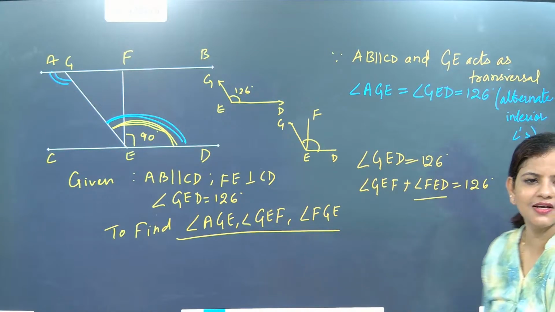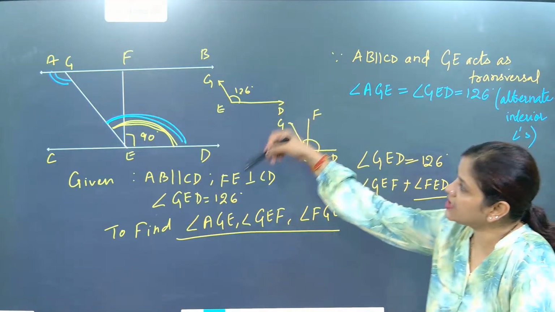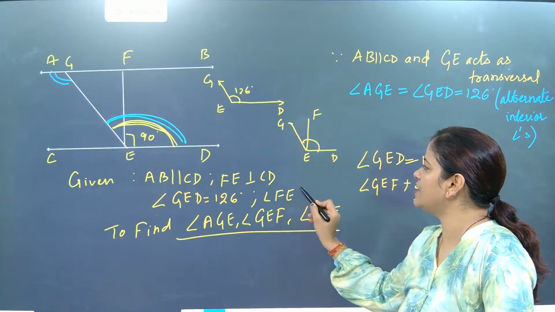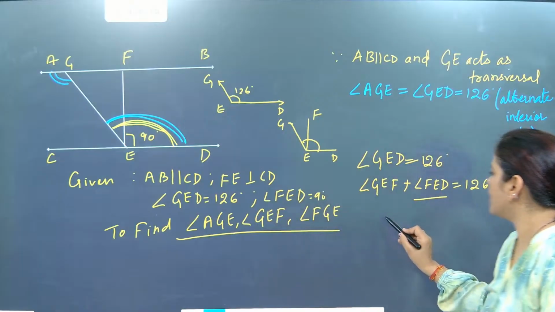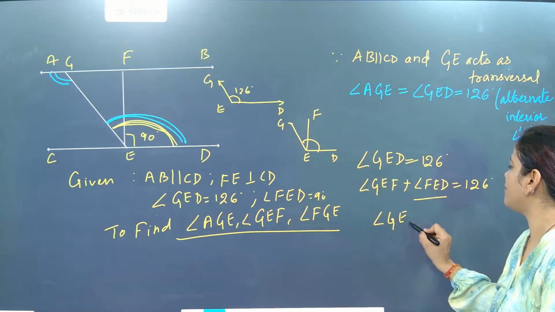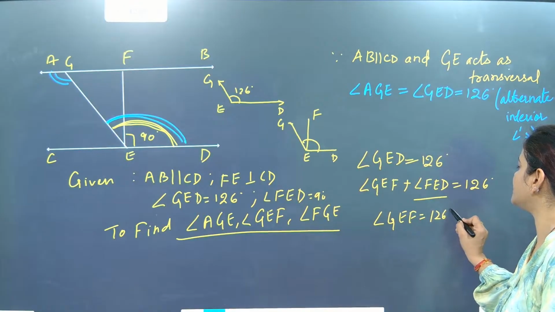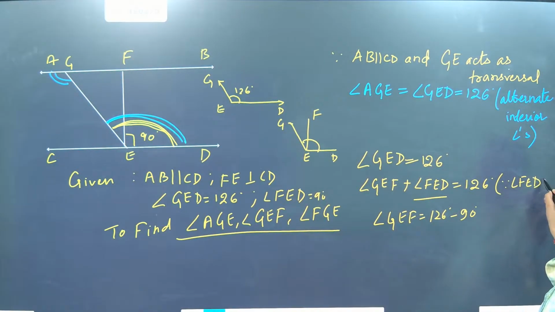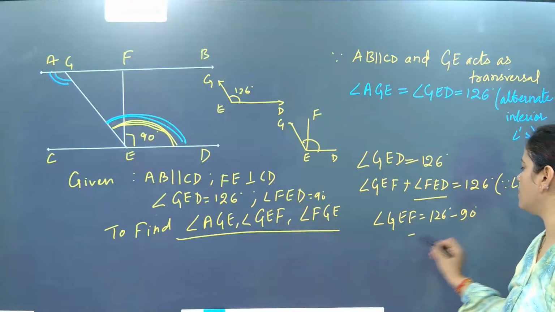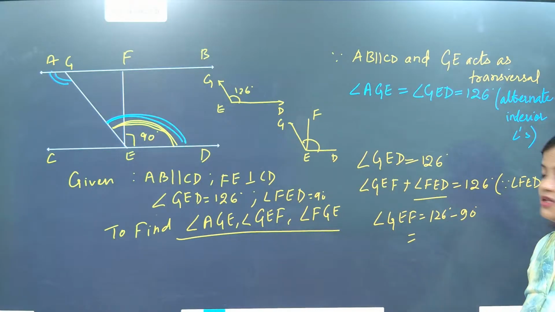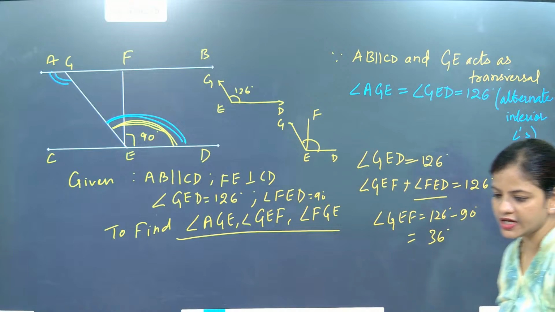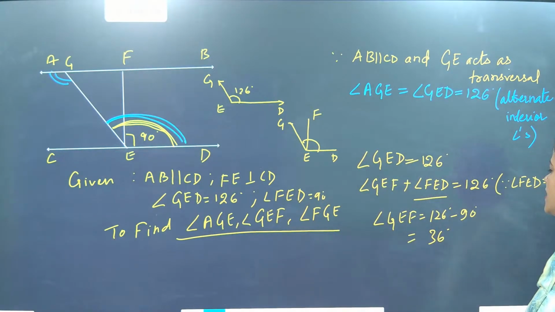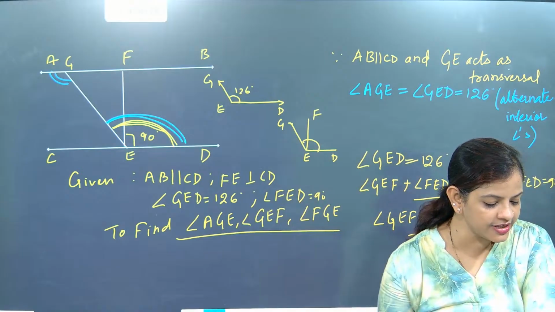FED is how much? 90 degrees. Perpendicular is given. So here we can write FED is equal to 90 degrees. So here GEF is equal to 126 degrees minus 90 degrees, since FED is equal to 90 degrees. How much is it coming, beta? 36 degrees. Second part done. Absolutely correct. The second part answer is coming as 36 degrees.